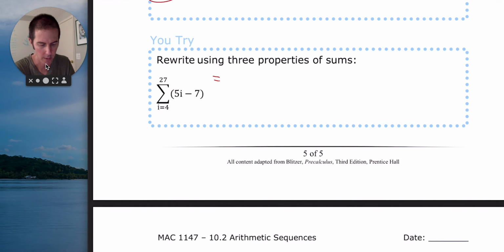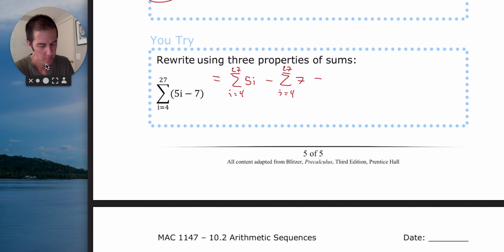So my first line of work is going to say, I've got the sigma with the 27 on the top, starting my index at 4, and my argument, so to speak, is going to be the 5i. And then over here, we're going to see the sigma again with the 27 on top still, starting with an i value for a lower limit of 4. And then there's going to be a 7 in here.